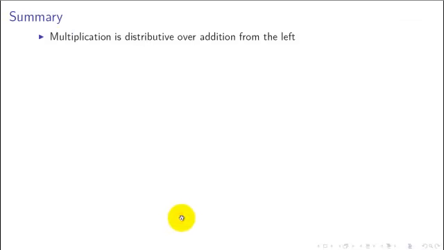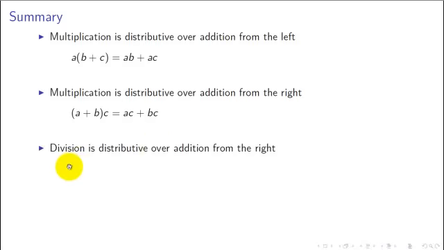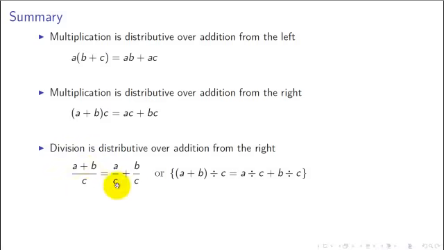Summary: multiplication is distributive over addition from the left. Mathematically, we write it like this: A × (B + C) equals AB + AC. Multiplication is distributive over addition from the right. That is, (A + B) × C is equal to AC + BC. Division is distributive over addition from the right. That is, (A + B) ÷ C equals A ÷ C + B ÷ C. In fact, whether we write it in the form of a fraction or in the division notation, they are one and the same thing, because these two are equal.